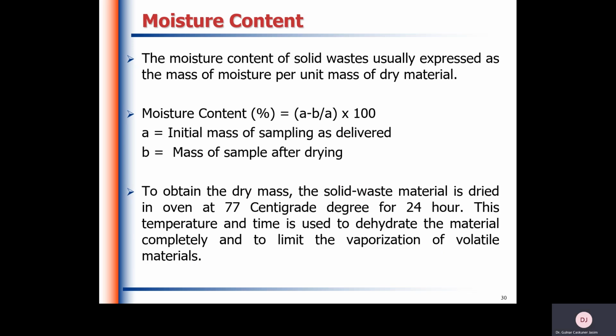The moisture content of a solid waste is usually expressed as the mass of moisture per unit mass of the dry material, and it can be calculated by using the formula given on the slide. To obtain the moisture content and dry mass, the solid waste material is dried in an oven at 77 degrees centigrade for 24 hours. This temperature and time are used to dehydrate the material completely, and it is the limit for vaporization of the volatile materials. After this heating process, the material left over is called the dry mass.